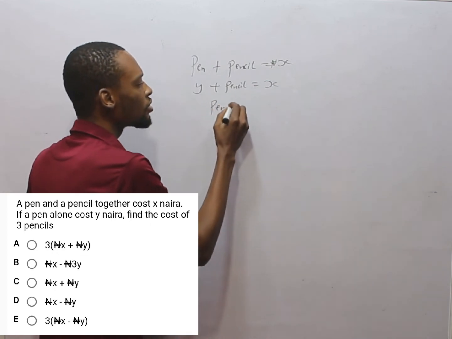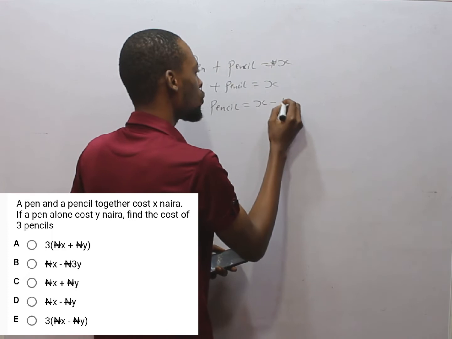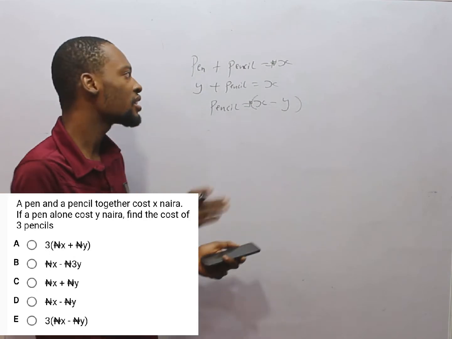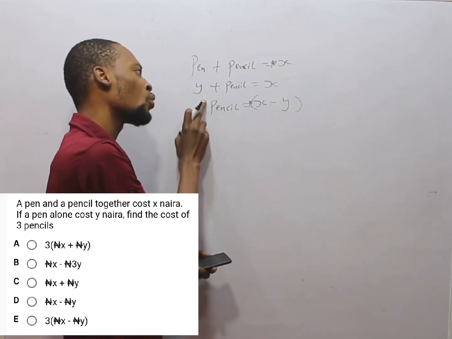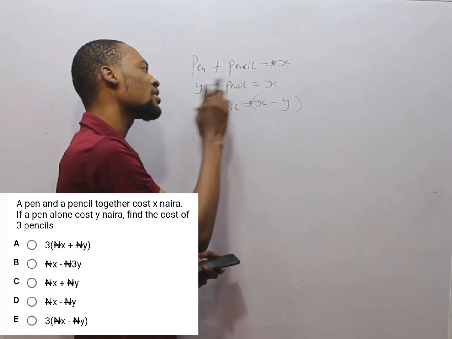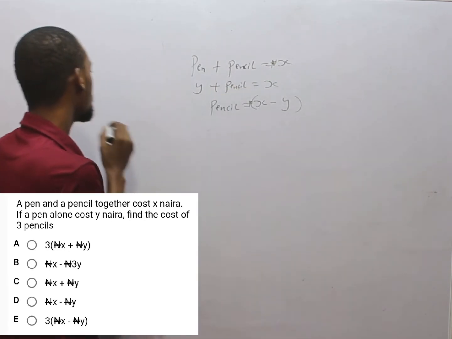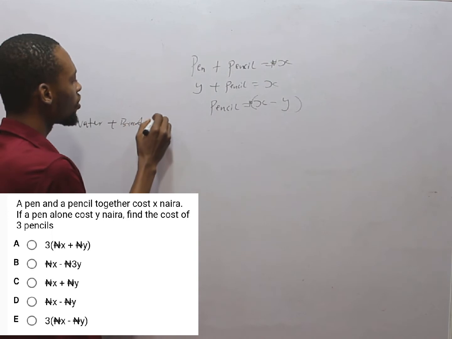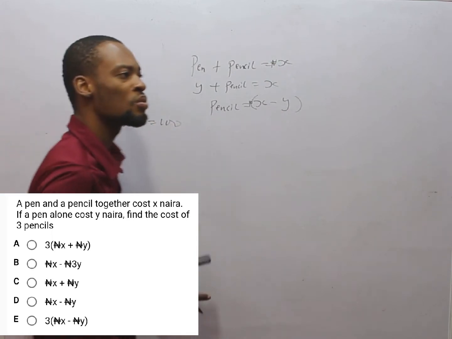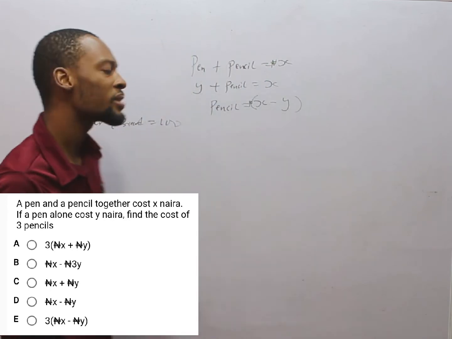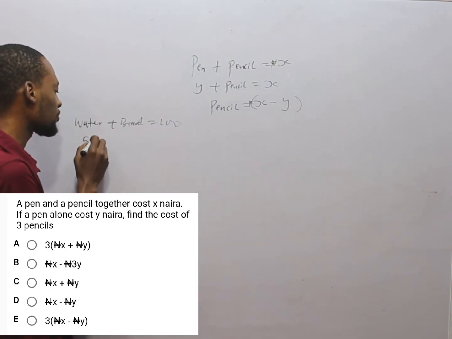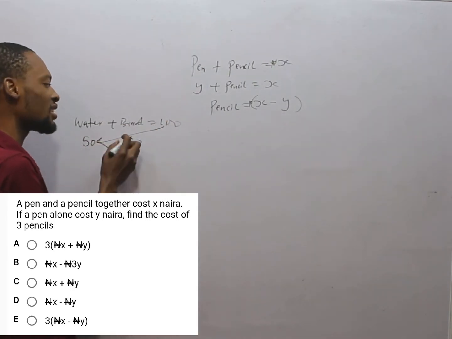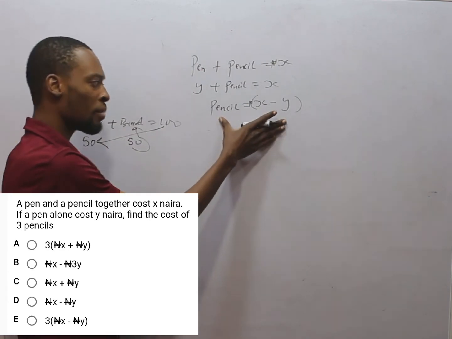Pencil will simply be S minus Y naira. This is the cost of 1 pencil. Since pencil and pen is S naira, and pen is Y, pencil is therefore S minus Y naira. If you bought water and bread for 100 naira, and they ask you how much you bought the water, and you said that you bought the water for 50 naira, it simply means that you also bought the bread for 50 naira, because 100 naira minus 50 naira is the amount for the bread. That is what we apply here.